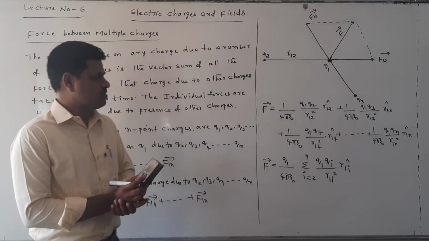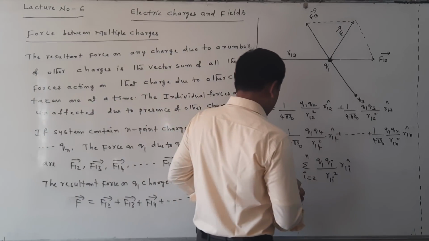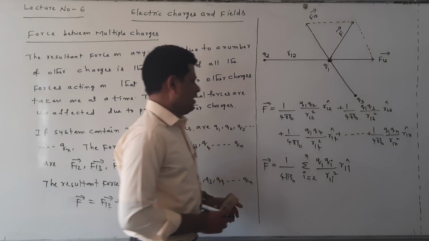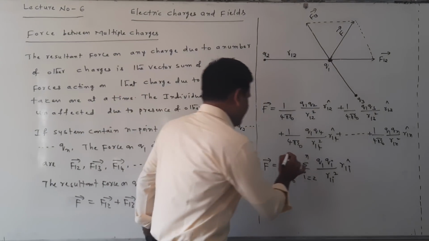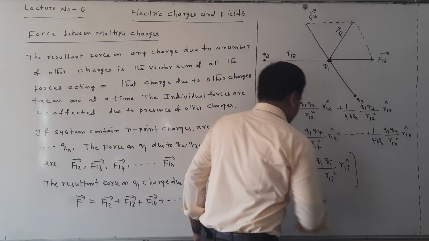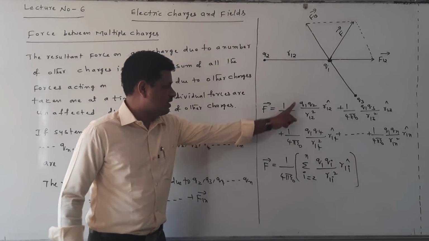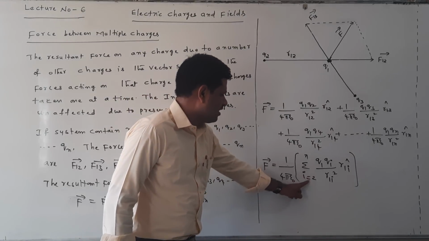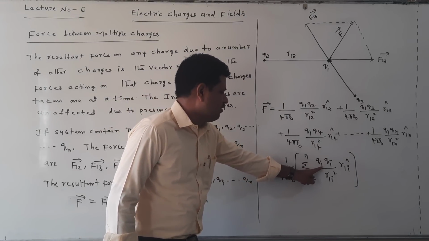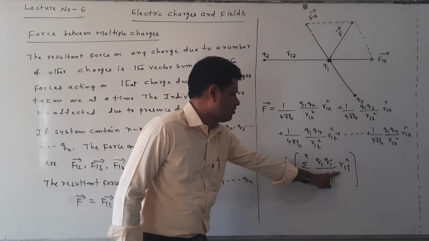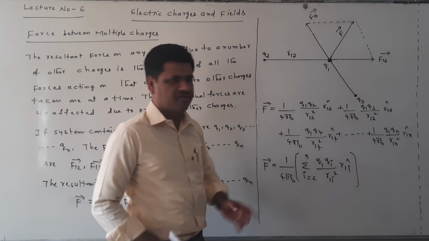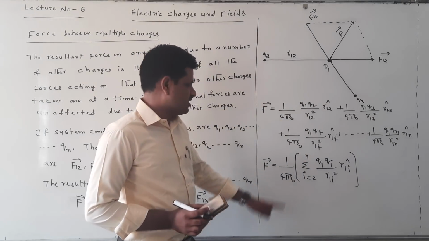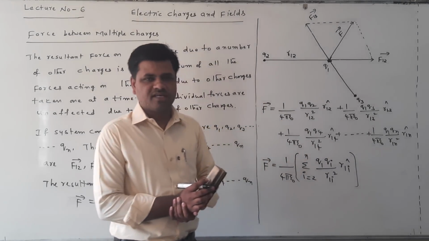When we expand this, we take 1 by 4 pi epsilon naught as common, and the remaining equation can be written like this. For i equal to 2, substituting here, we get Q1 Q2 by R12 square into R12 cap. That is the first term of the equation. Here sigma means plus, so we put a plus in between them.